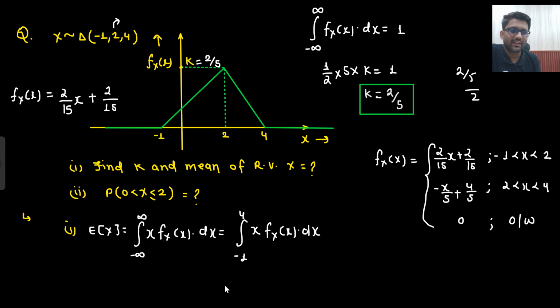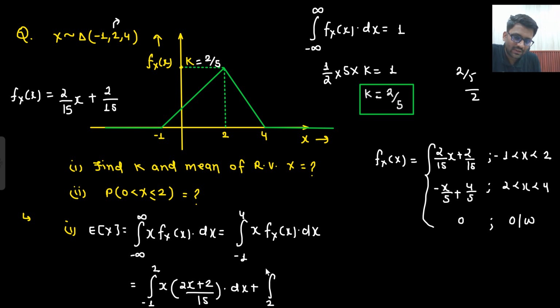So now you need to break this integration. We have to break this integration between -1 to 4 of x into fx of x. How will you break it? Between -1 to 2 there is a different definition. That definition is 2x plus 2 divided by 15 dx, and from 2 to 4 there is a different definition, minus x by 5 plus 4 by 5 dx, and then you will get some answer.